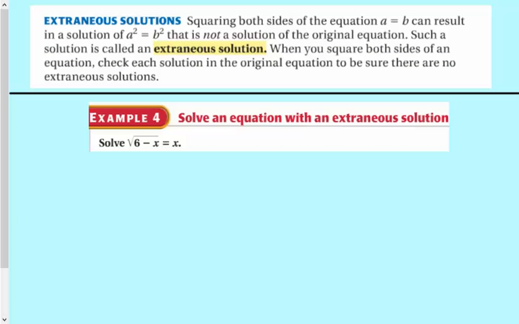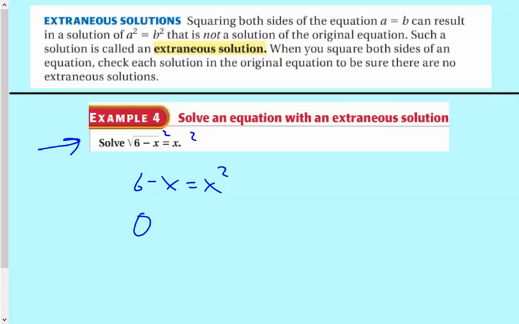Okay, now we get into some extraneous solutions. What that means is when you get a solution that seems like it works, but it doesn't actually work. So I'm going to explain what that means. Generally what happens is when you have an equation that looks like this, to get rid of this square root sign, I square both sides. And what that does is it gives me a quadratic equation.